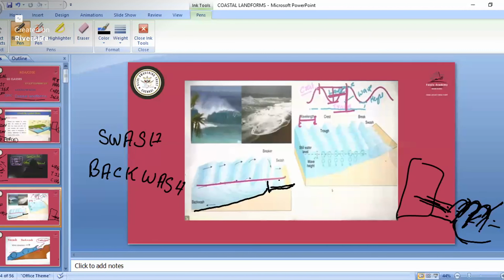That flowing after a break, the water flowing horizontal to the ground, is known as the swash. That is horizontal to the ground in the wind direction. So that is known as the swash.